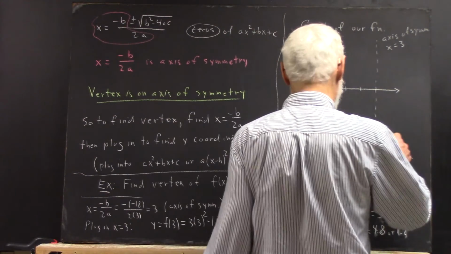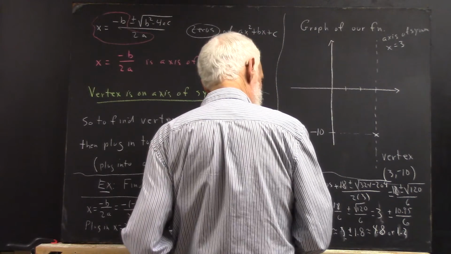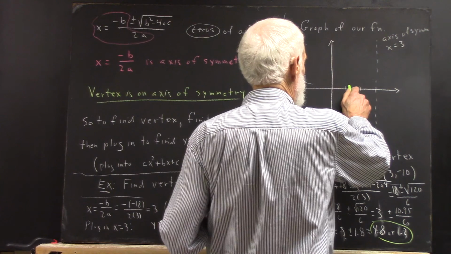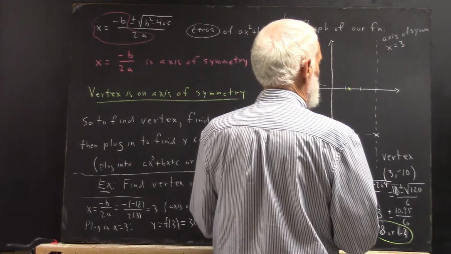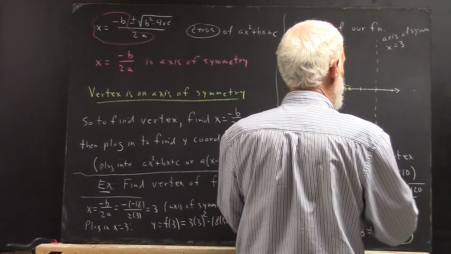Okay. So 1.2 would be about here now. So here are zeros. So 1.2 is about there. So there's 3. There would be 4. 5 would be over here, and 4.8 would be about here.